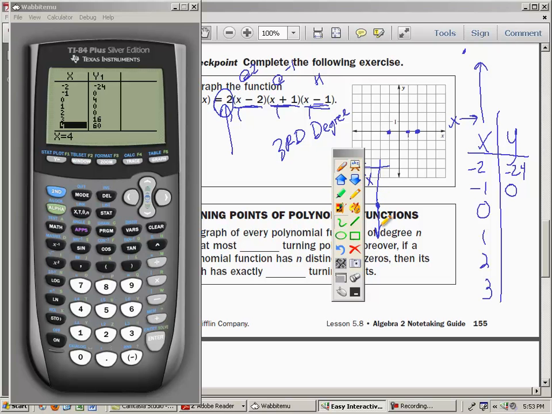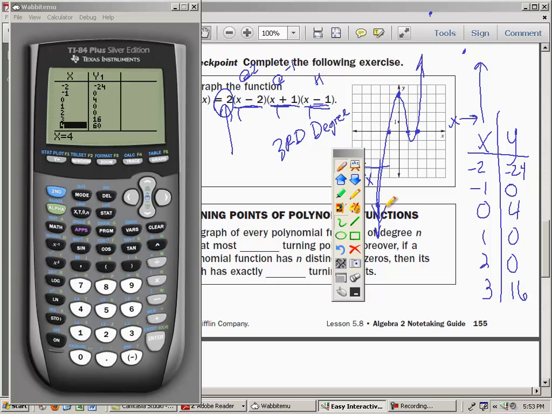At -1, 0. When x is 0, y is equal to 4, so 1, 2, 3 right in there somewhere. We know the 1, 0 and the 2, 0, and then when x is 3, y is 16, which is, again, like there's 1, 2, 3, and then 16 is way up in here. So as we said, we're going to have something that comes up, comes through here, turns, and goes back up in that direction there. So there's a general sketch of what we should be looking at.